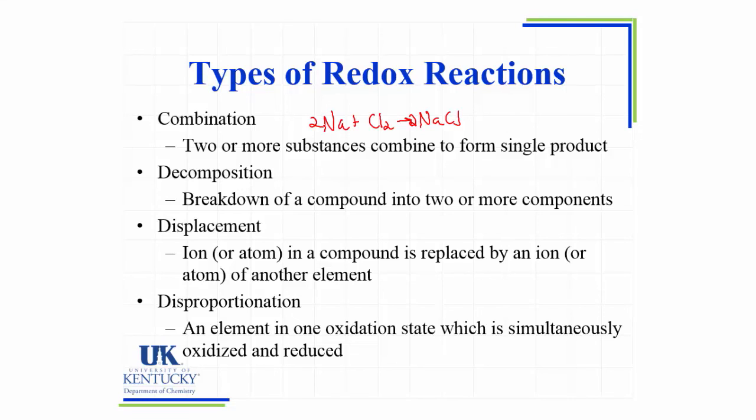We can have decomposition reactions where a substance is breaking down into its components. We can have a displacement reaction where an ion in a compound is replaced by an ion or atom of another element. So we frequently see this when we look at the reaction of a metal and an acid, for example. And what we get on the other side is zinc chloride plus hydrogen gas. Okay. So that will be a displacement reaction. And then we have a disproportionation reaction. It's an element in one oxidation state which is simultaneously oxidized and reduced.